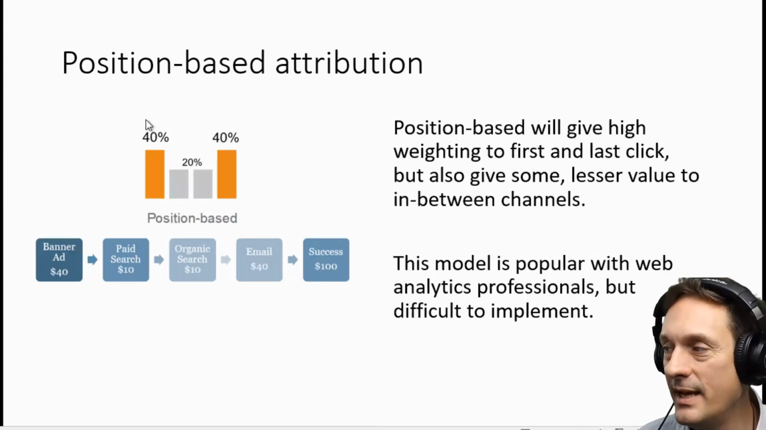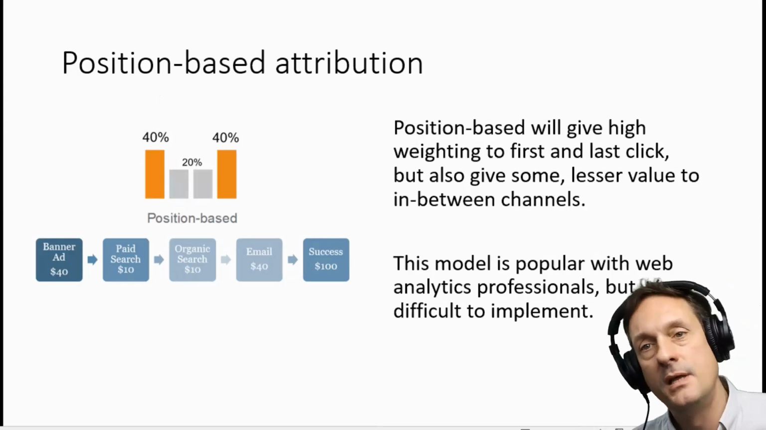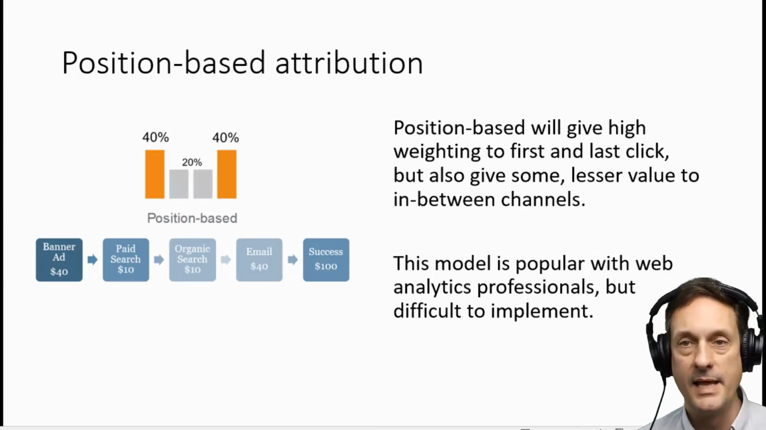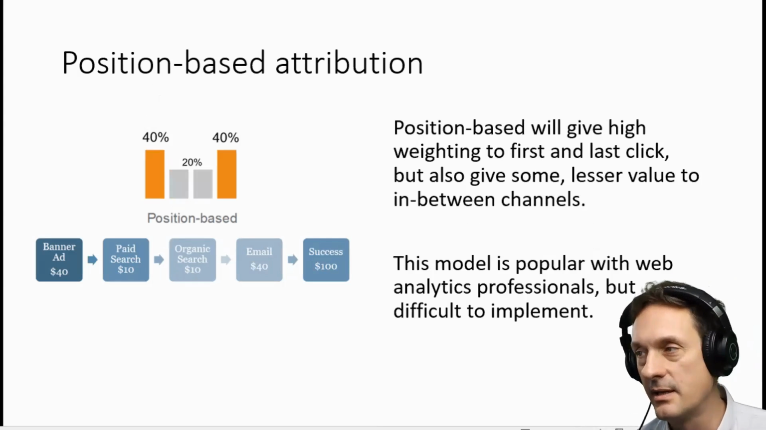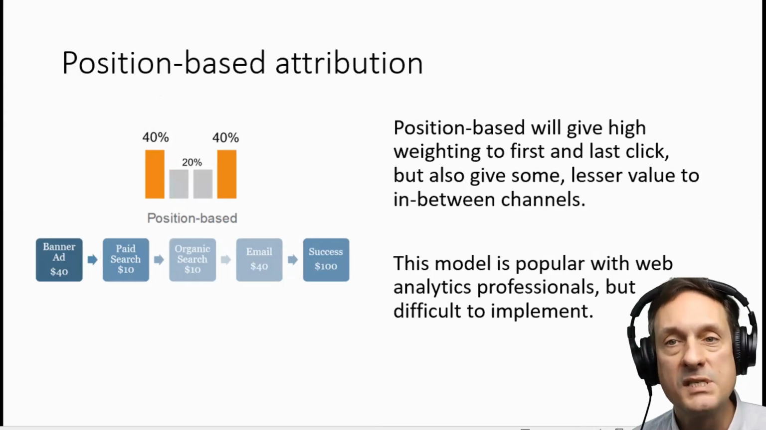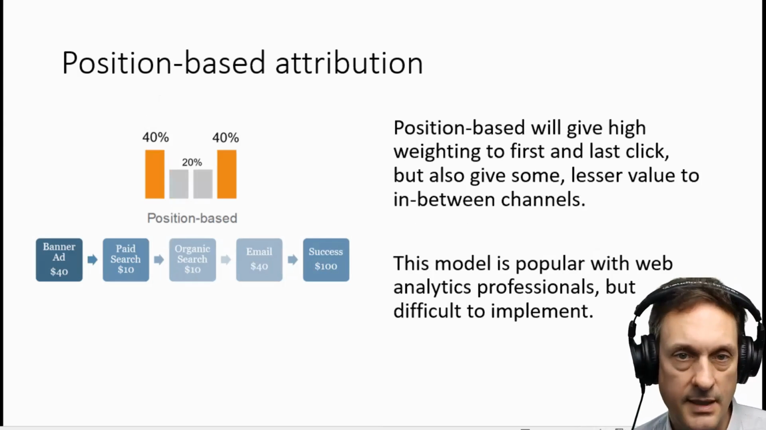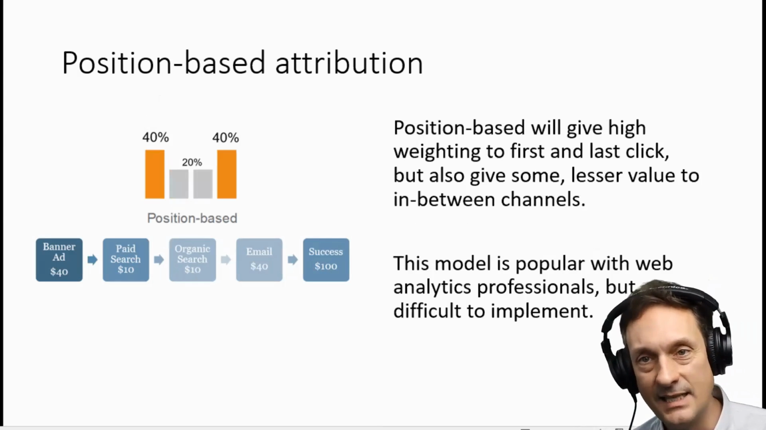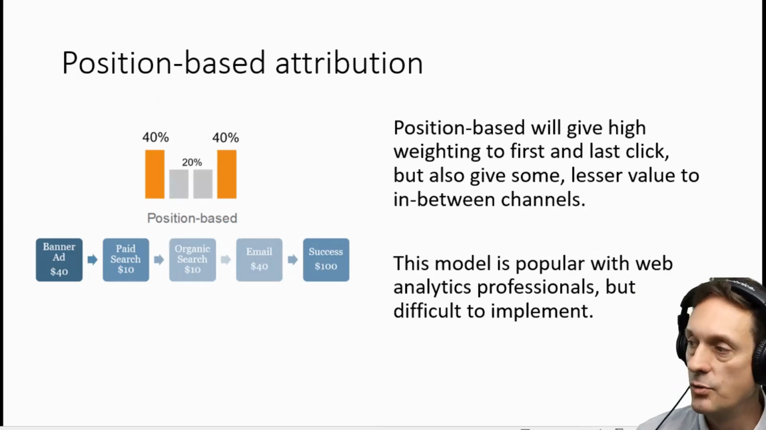Instead, in reality, when you meet people who actually do this stuff, they will have what's called position-based attribution. They will heavily weight the first click, they will heavily weight the last click, maybe 40%, maybe 30%, whatever, it's 25%. And then they will split the rest among all the channels in the middle. This way, you're making sure you're investing a lot in your acquisition, you're investing a lot in sealing the deal, and you're making sure that your middle channels are not completely ignored.